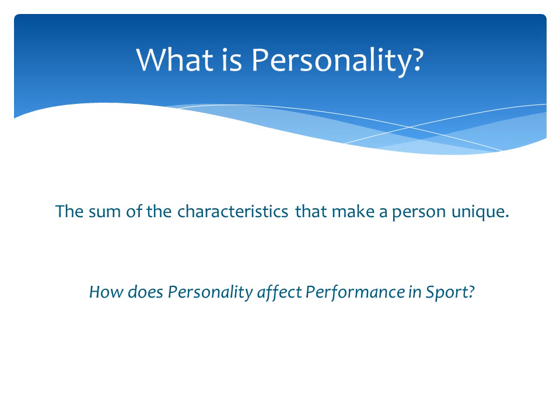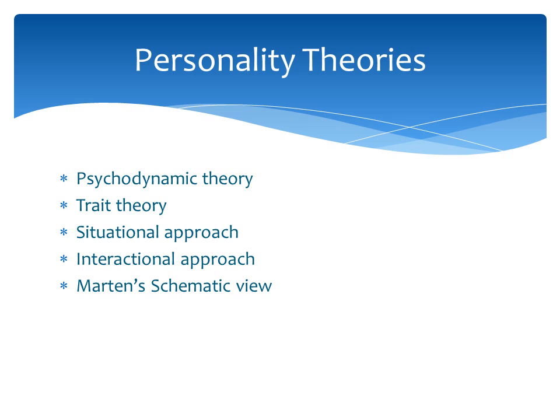Well, how do those things then affect performance in sport? What are the different impacts that a person's personality may have on their ability to perform, or to perform well, in sport? These are the theories we'll be looking at: Psychodynamic Theory, Trait Theory, Situational Approach, Interactional Approach, and Marten's Schematic View.